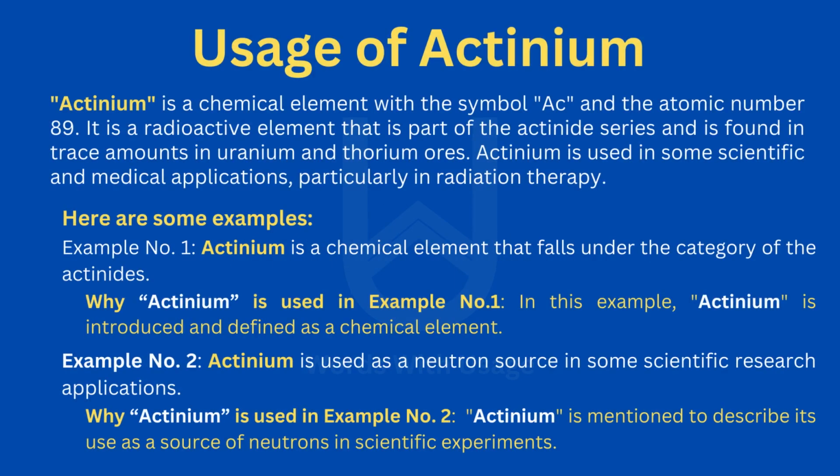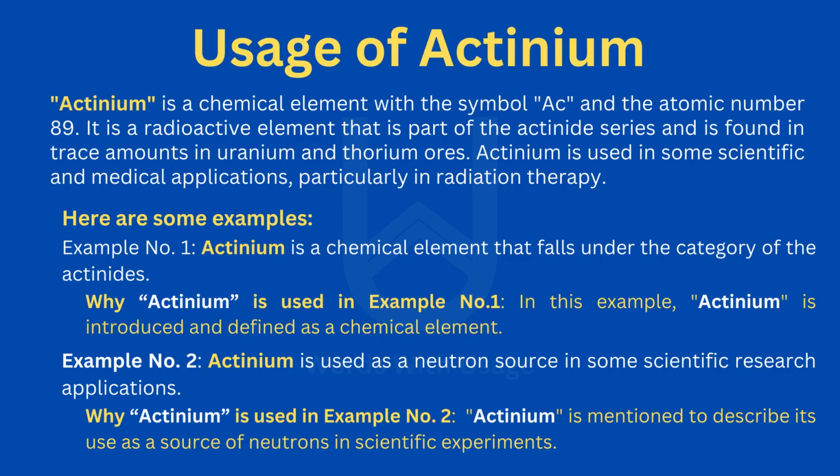Actinium is a chemical element with the symbol AC and the atomic number 89. It is a radioactive element that is part of the actinide series and is found in trace amounts in uranium and thorium ores. Actinium is used in some scientific and medical applications, particularly in radiation therapy.